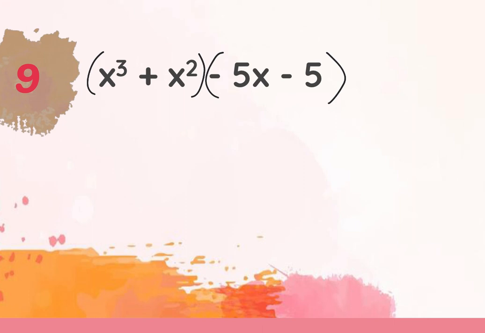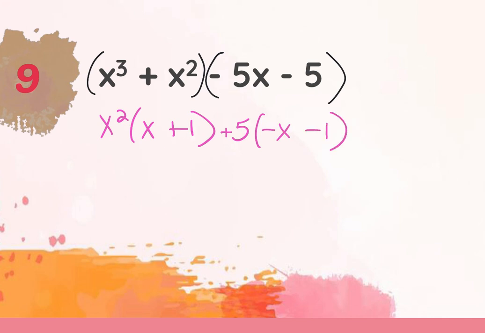On the first set of parentheses, what can you take out? X squared, and this becomes x plus 1. On the second set of parentheses, what can you take out? So if I take out a positive 5, I end up with negative x minus 1, right?